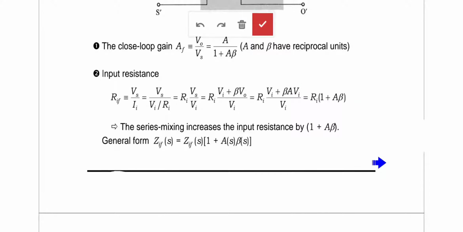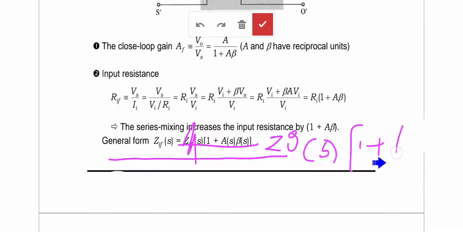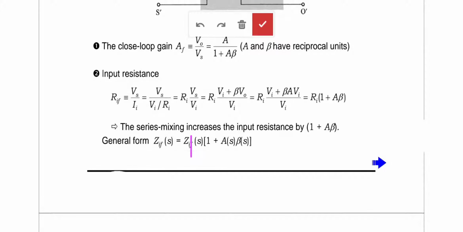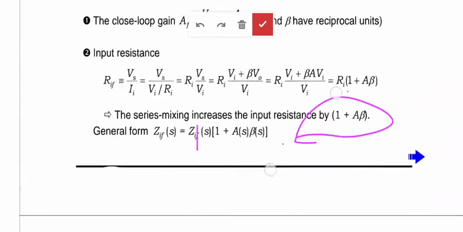Now if you are going to write the general structure of that, the general impedance Zif with feedback, with respect to the S domain we are speaking. Zif of S is equal to Zi of S into 1 plus A of S into beta of S. Make the correction here: the F is not there on the right side. Zif of S is equal to Zi of S into 1 plus A of S into beta of S. So series mixing increases the input resistance by a factor of 1 plus A beta.